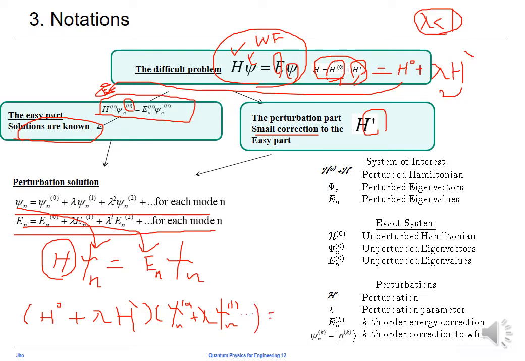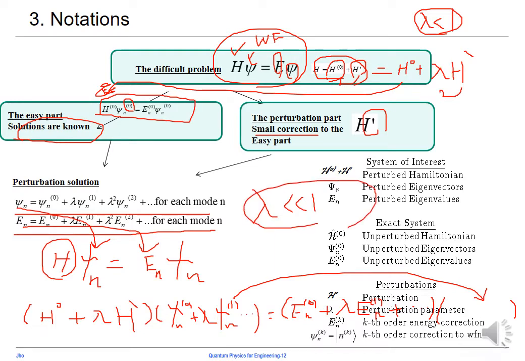And then this is the same with energy: zeroth order energy, first order energy, and so on. And the wave function again, same wave function. And here, if we set lambda to be very small, then we can ignore the higher order, right?